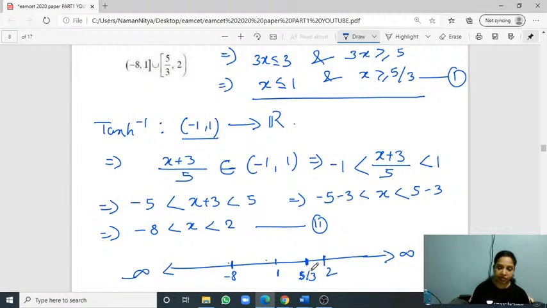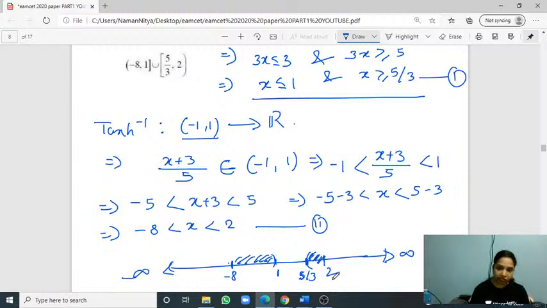So all the points I have plotted on the real line. Now less than or equal to 1. Okay. So obviously this complete part, less than or equal to 1, and greater than or equal to 5 by 3. So this part. Now greater than minus 8. So obviously this part. And less than 2. So this part. So this will be your intersection part.